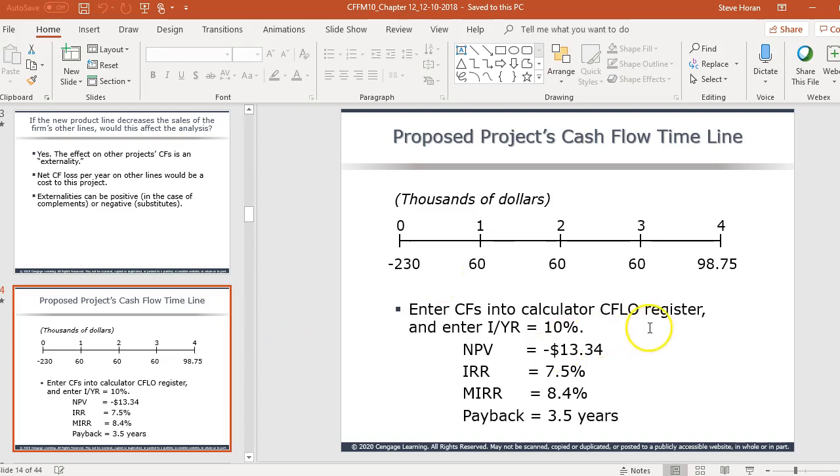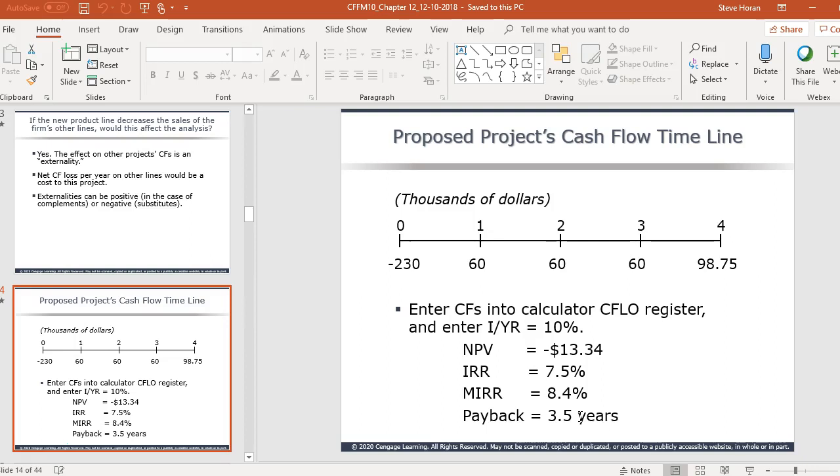But you can see here, remember the decision rules, right? NPV is negative. Not a good sign. I need that to be positive if I'm going to say yes. Both IRR and MIRR are below 10, meaning I did not jump over the hurdle rate being 10. And the payback is 3.5. Well, it's good to know, but that doesn't necessarily help me make the decision.